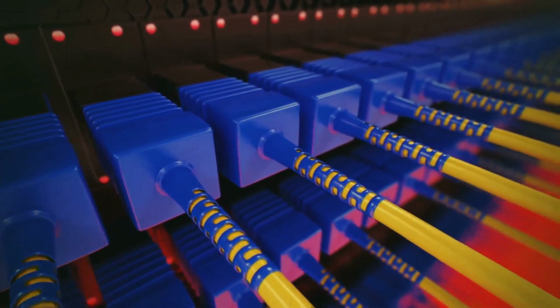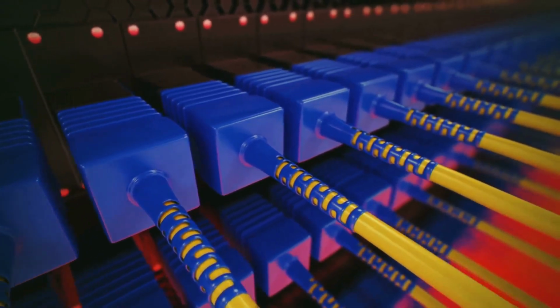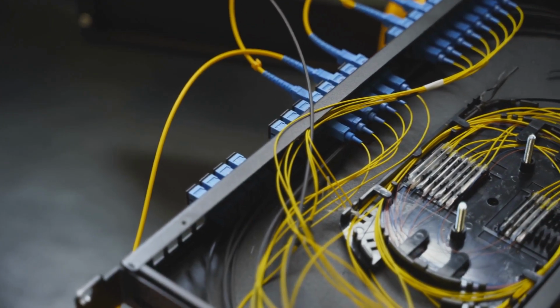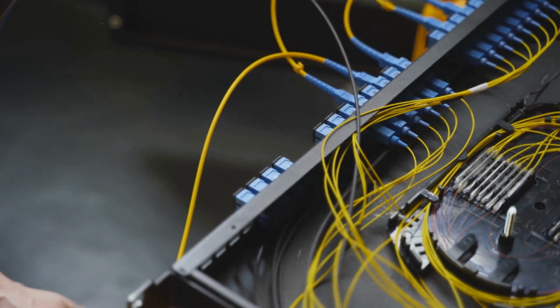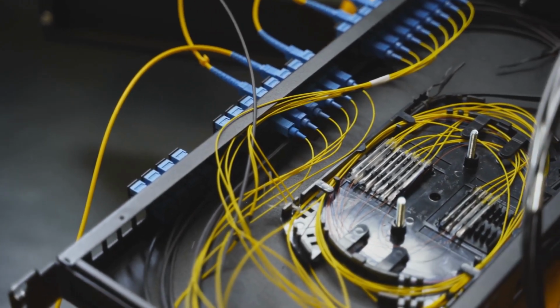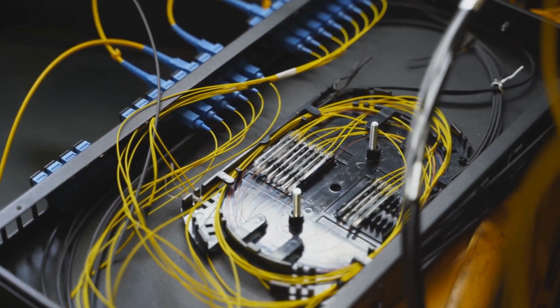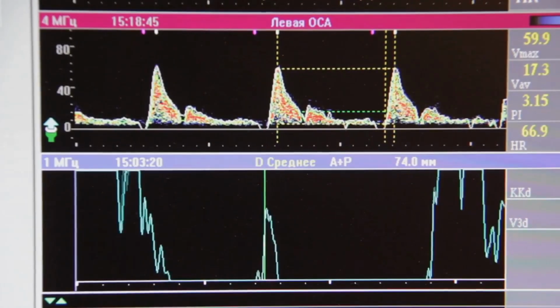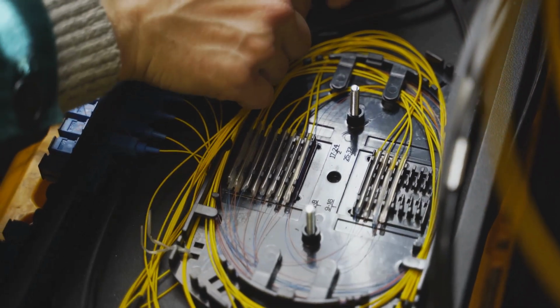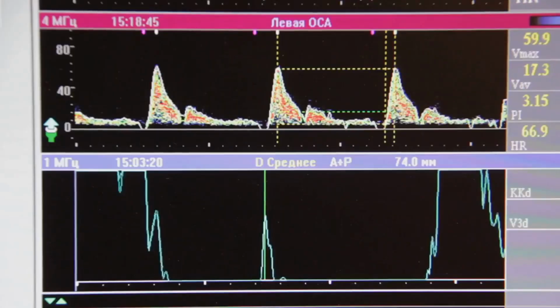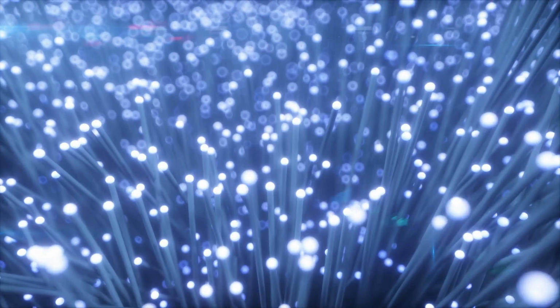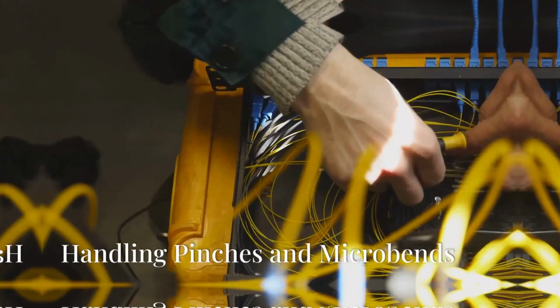Multiple wavelengths used for single-mode fiber testing are 1,310 nanometers and 1,550 nanometers. For testing at multiple wavelengths, the best practice is to test at 1,550 nanometers first. If the test fails at 1,550 nanometers, then test at 1,310 nanometers. If the test does not fail at 1,310 nanometers, it is likely a pinch or microbend issue.